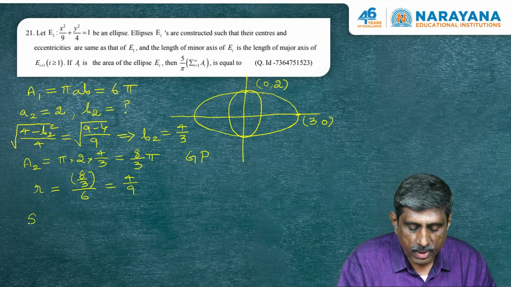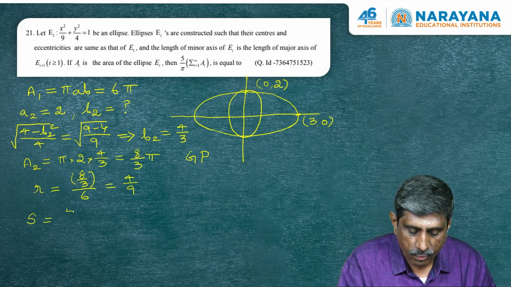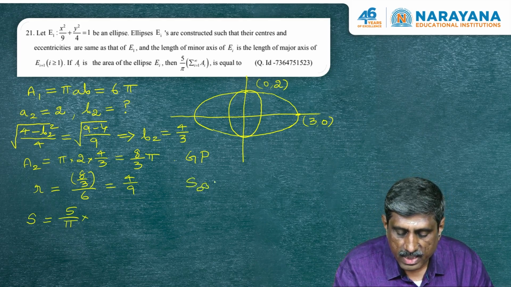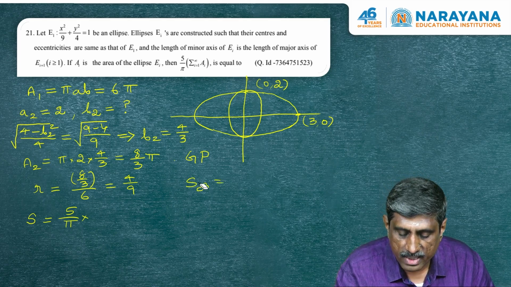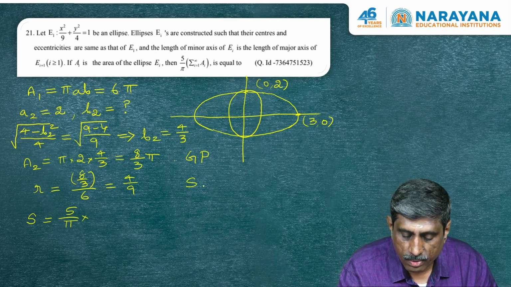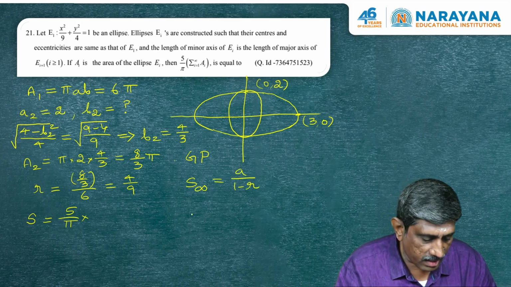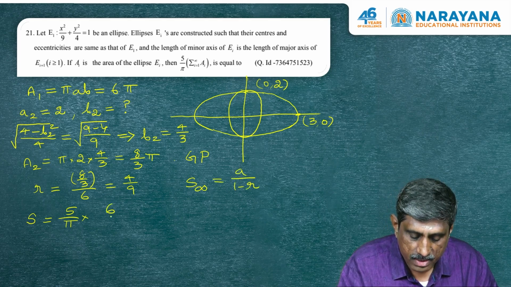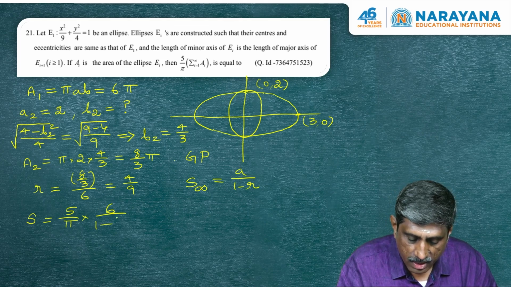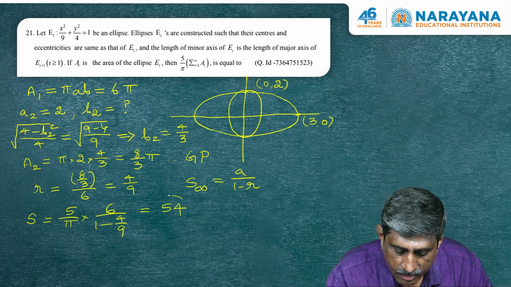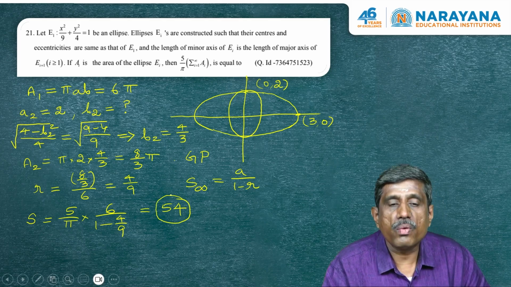Therefore, the required sum, I can say directly, is 1 by pi into S infinity. When you apply the S infinity formula, which is A by 1 minus R, A is 6 divided by 1 minus R, which is 1 minus 4 by 9, and when we simplify, it is 54. So, the answer for this integer question is 54.